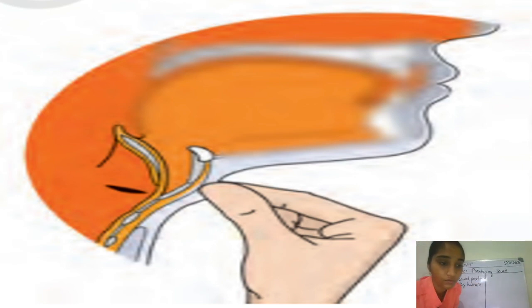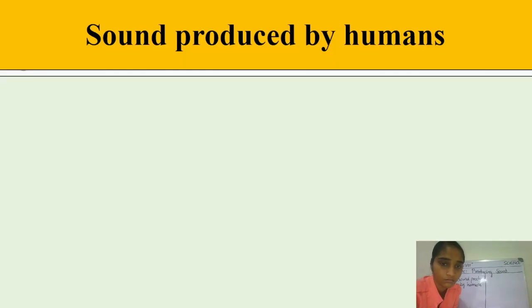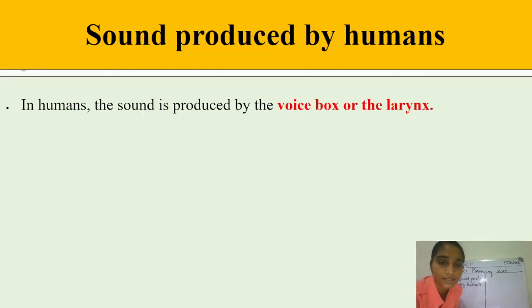We take the help of this: in humans, sound is always produced by the voice box or the larynx. So you can think that we have a system in which there is some part responsible for producing the sound, right? So for the sound produced by humans, we have this voice box or the larynx. What is it, students?